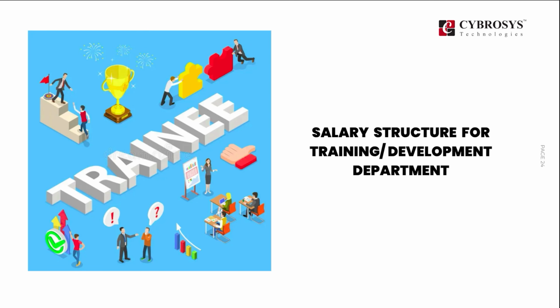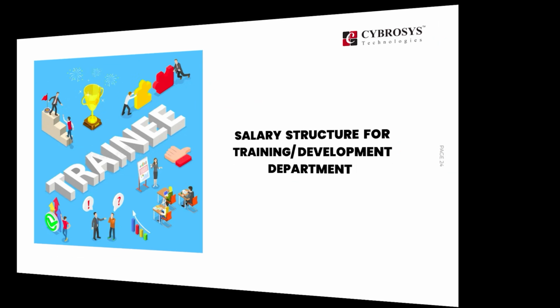The second section is salary structure for training and development department. In the context of a company, trainees are the individuals who are employed to learn the skills and knowledge necessary for a specific job or profession through a structured training program, often receiving a stipend instead of the full salary.